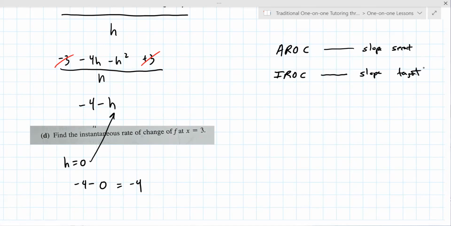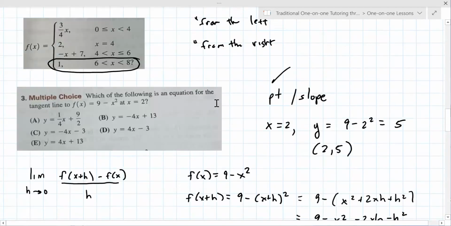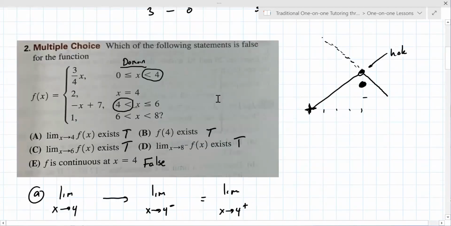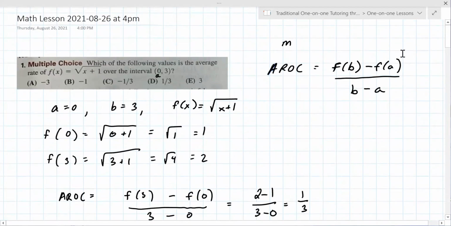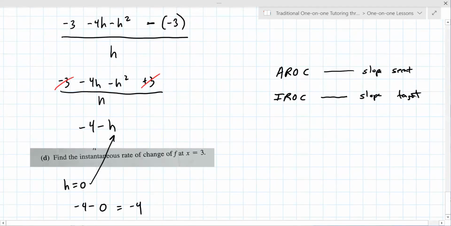Would they ever say find the average rate of change of f at x equals 3? No, and it's good that you're asking that. The reason I said no so quickly is because if you go back to the average rate of change formula, it requires 2 points. So it can never be asked at a single point. So all you do is plug in 0. Okay, cool.